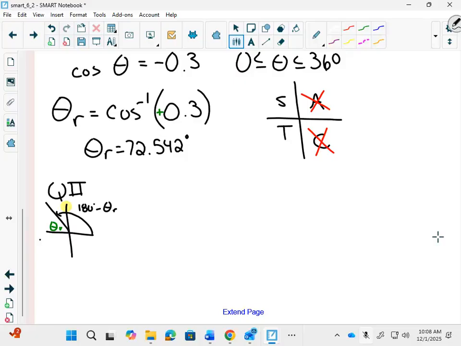And in quadrant 3, here's the angle in quadrant 3. This is what I want to find. Here is my reference angle. Does it make sense in quadrant 3 that if I took 180 and I added the reference angle, I would get exactly what I want?